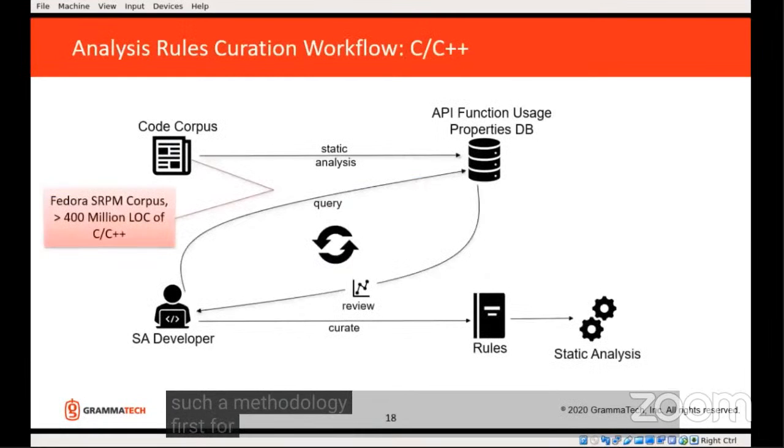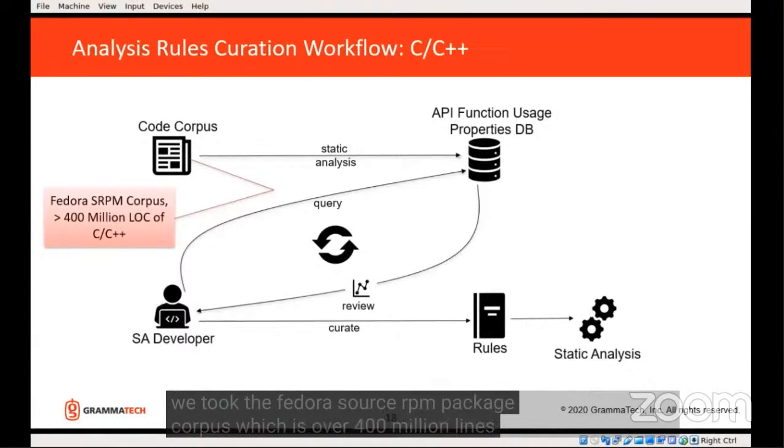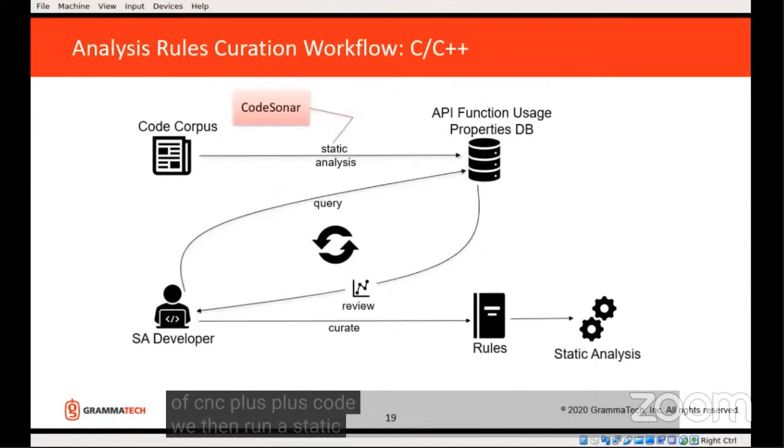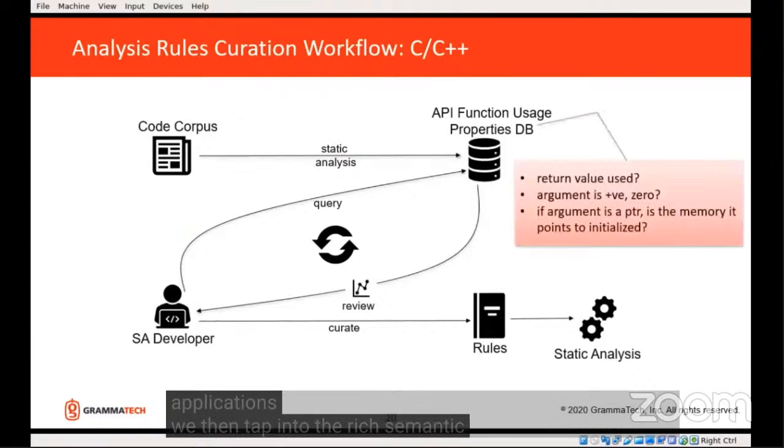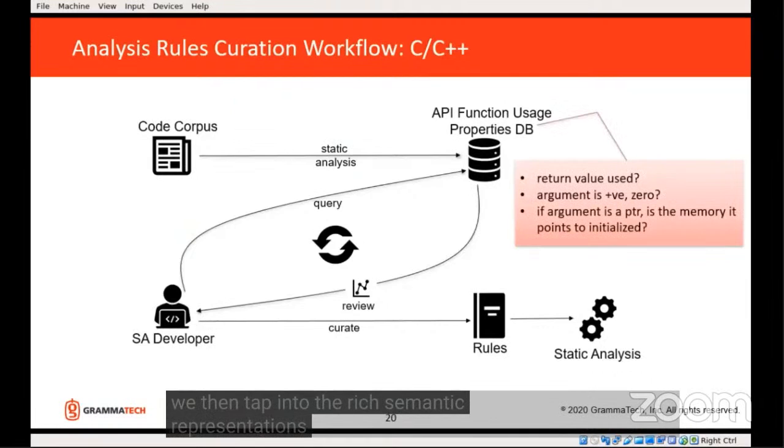First, for C and C++, we took the Fedora source RPM package corpus, which is over 400 million lines of C and C++ code. We then run a static analysis tool called CodeSonar on all of this code. CodeSonar is a commercial static analysis tool primarily geared towards deep analysis of C and C++ applications. We then tap into the rich semantic representations of programs that CodeSonar produces and collect a variety of information about API function usage.